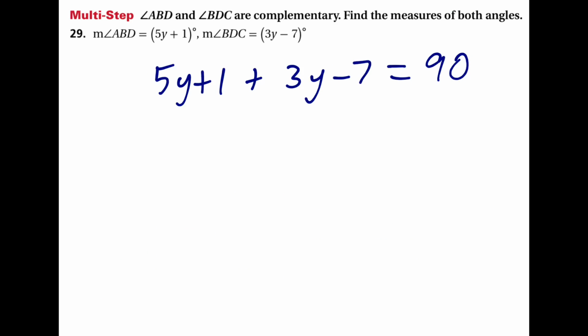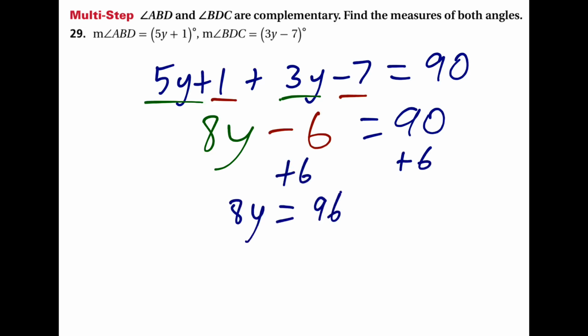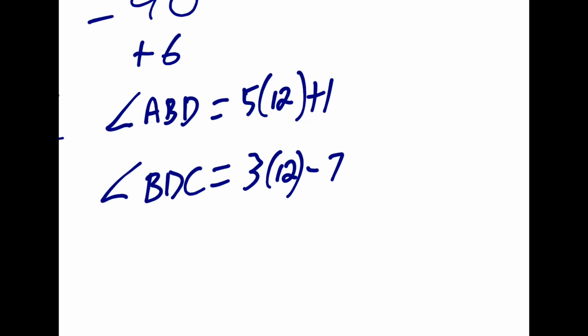For 29, since these two angles are complementary, that means they add up to 90. I can combine my like terms, that gives me 8y. I can combine my numbers, that gives me -6. If I set this equal to 90, add 6 to both sides, divide by 8. This means that y is equal to 12. I've got to plug these both back in though. So 5 times 12 is 60, plus 1 is 61 degrees. 3 times 12 is 36, minus 7 is equal to 29 degrees.